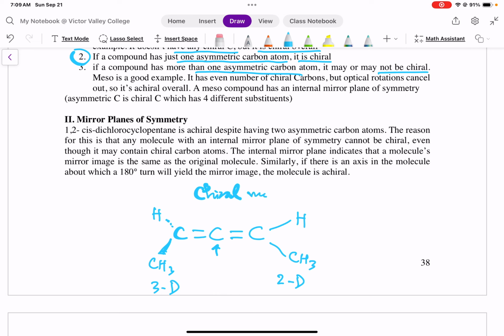Chiral molecule with no chiral or asymmetric carbon. And that's because if you do a mirror image, you're going to build a different molecule.